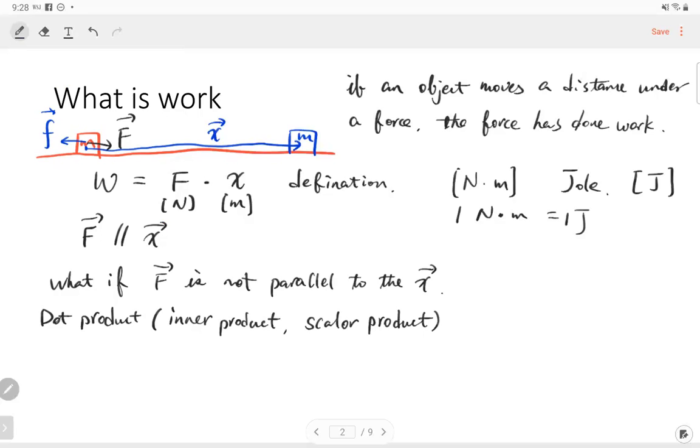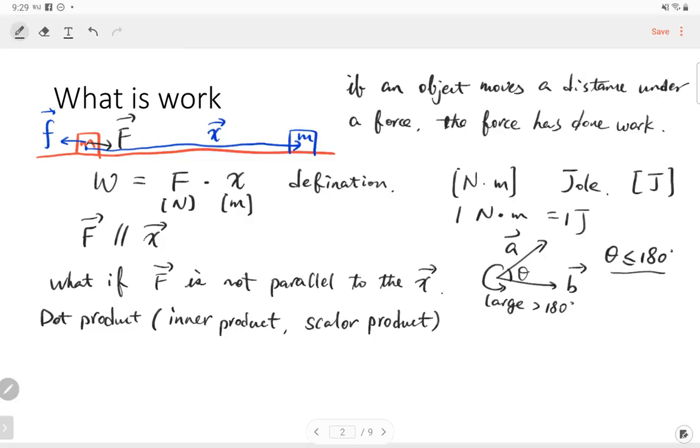From the name, you need to know this product gives you a number, a scalar, not a vector. So we define a vector multiplication. If we have vector A and vector B, and they are not parallel, there's an angle in between. This angle is smaller than or equal to 180 degrees, so we use the small angle, not the large angle. This is a large angle, larger than 180 degrees. When we talk about the angle between two vectors, we pick the smaller angle.